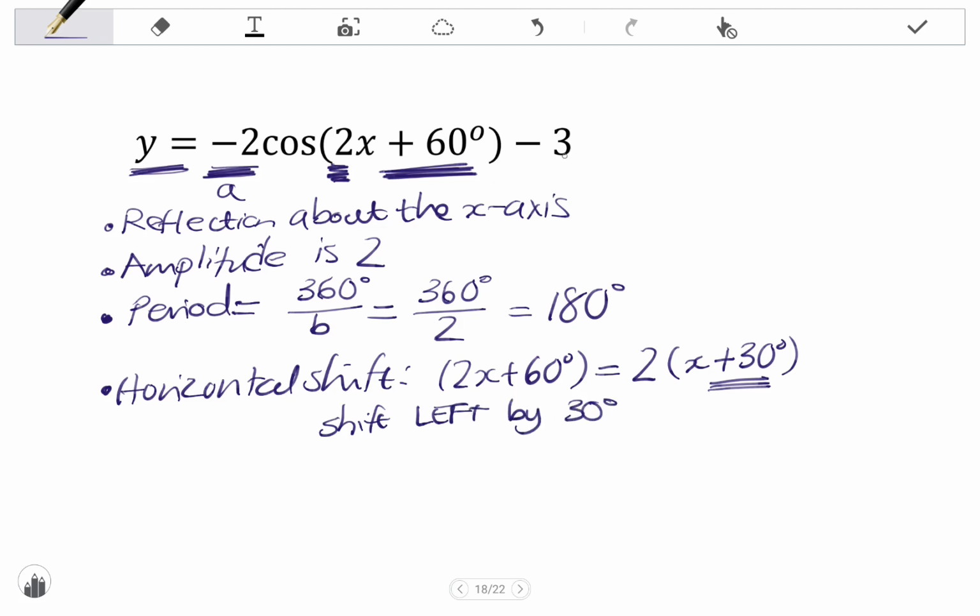Okay, then we have the q value, which is -3, so that is a vertical shift down by 3 units.